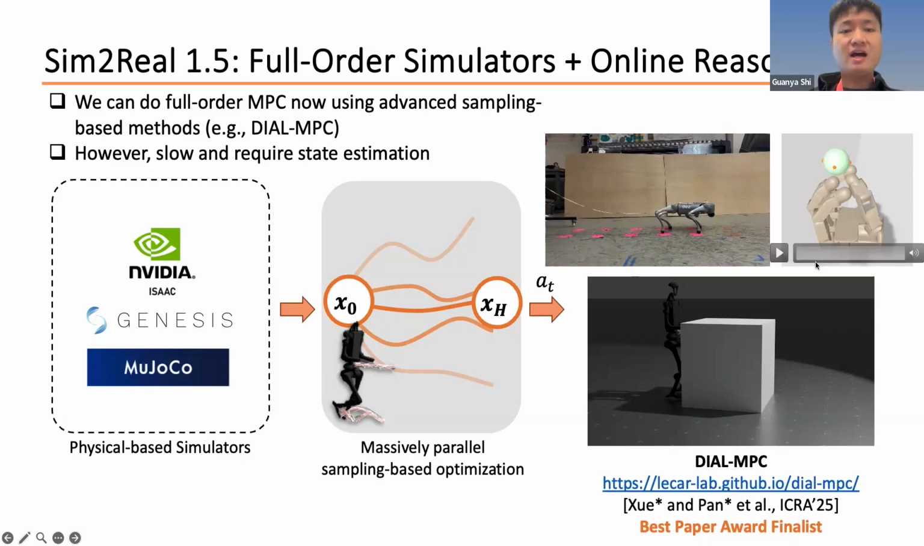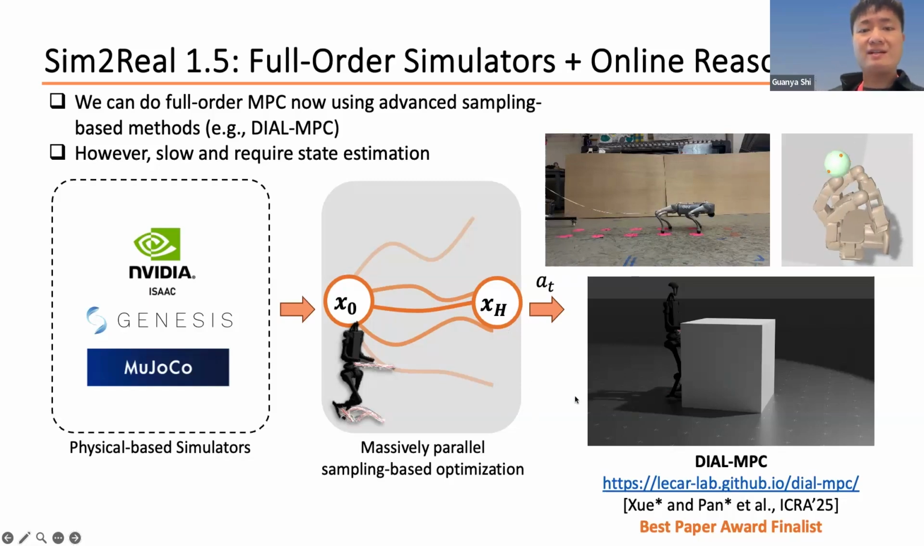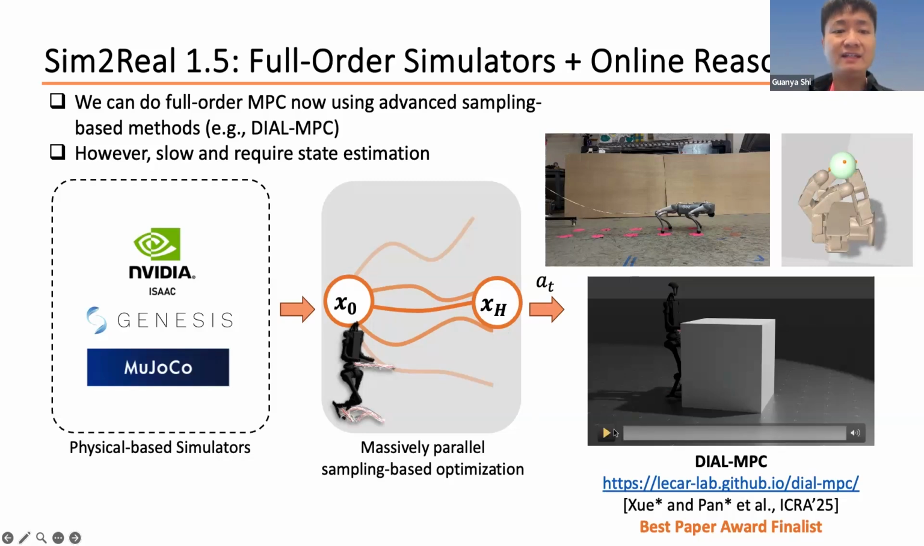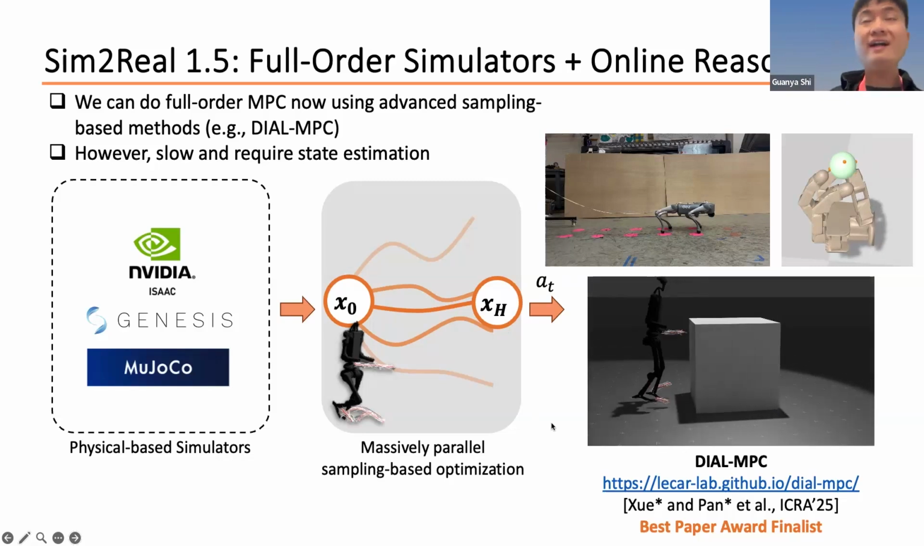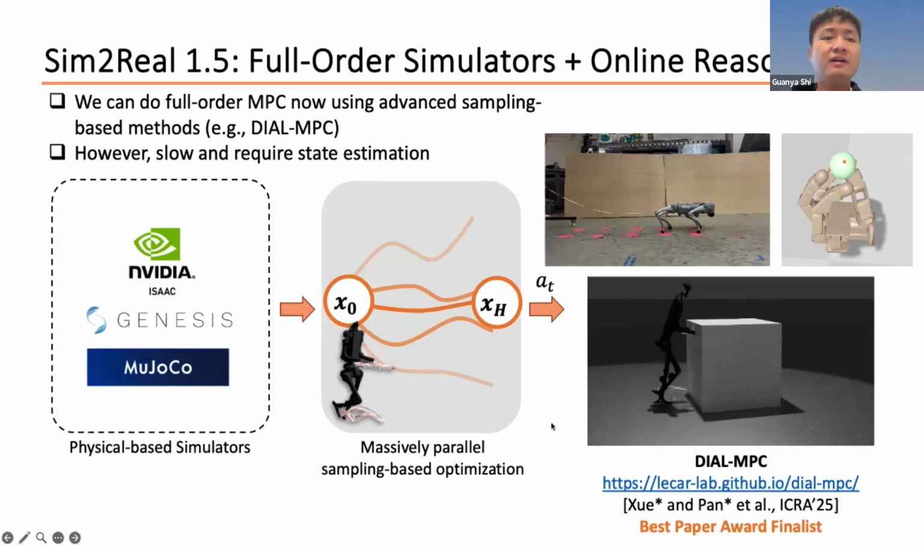There's still no pre-training. This is online problem solving. This is spinning a ball with a Dex hand. This is humanoid loco-manipulation. Again, there's no pre-training. There's no learning involved. It's just online optimization. This is our recently released framework for that, called DIAL-MPC, which was a best paper award finalist at ICRA this year.